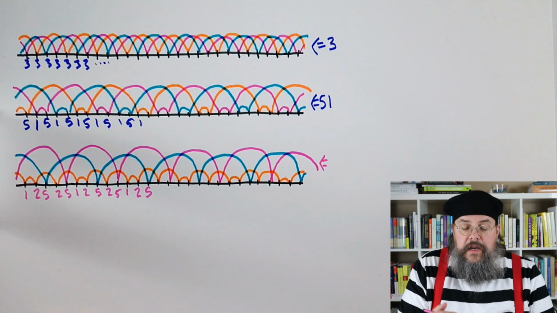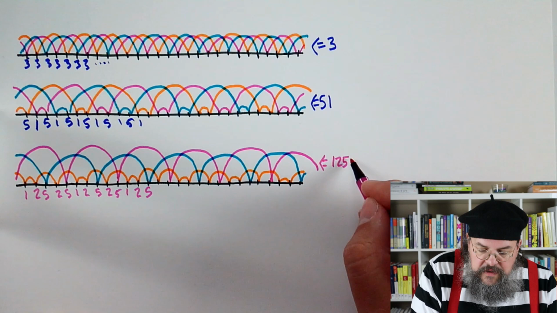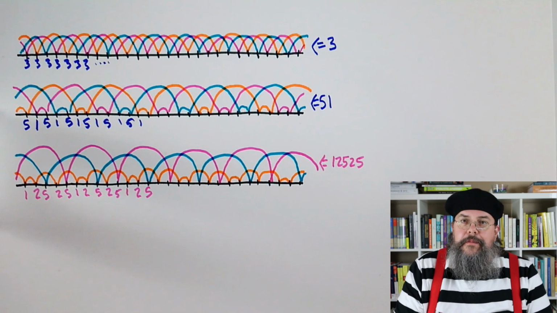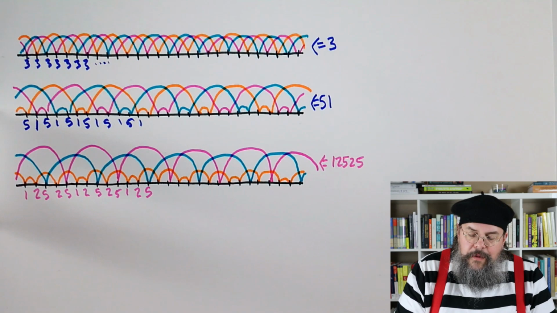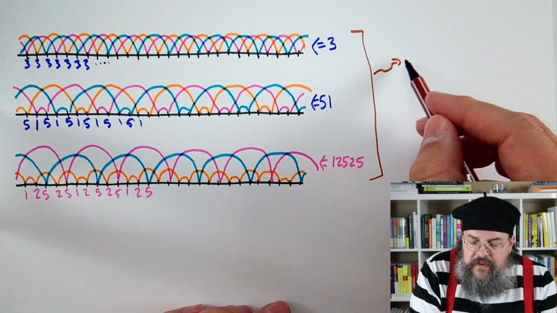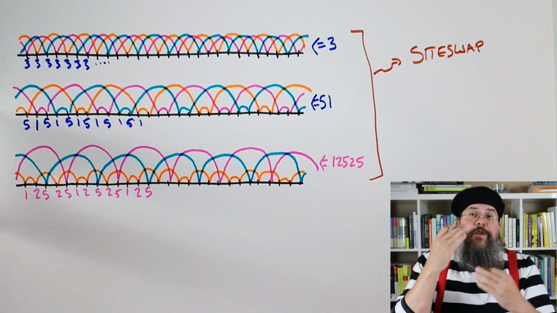So this can be the pattern 1, 2, 5, 2, 5. There we go. And now, every single pattern actually has this beautiful notation. What is it called? What we're seeing here are what are called site swaps. Now, a site swap is really saying, let's keep track of the throw that we're making right now.